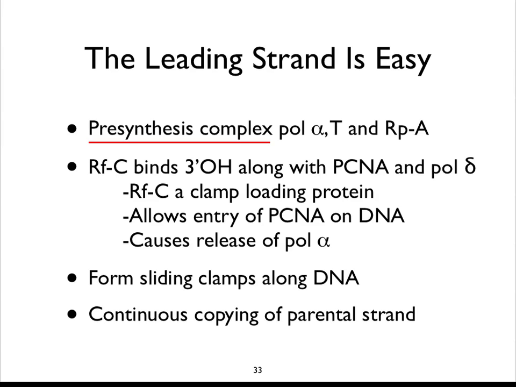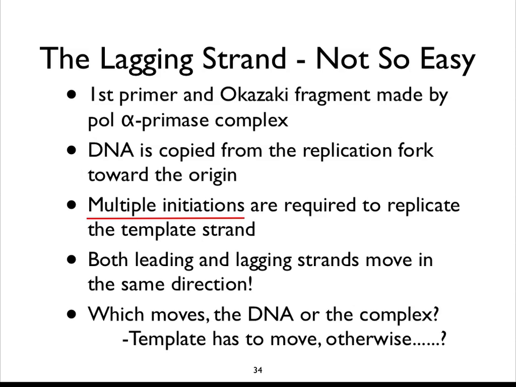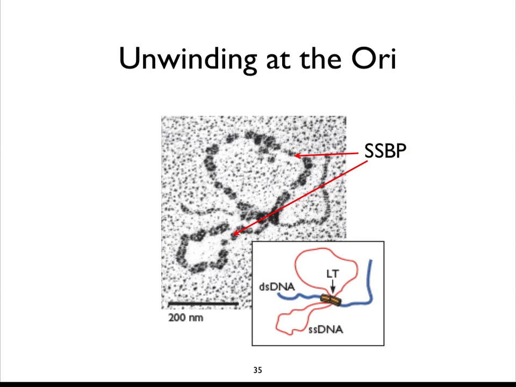RFC allows entry of PCNA onto DNA, and that causes release of pol alpha and entry of pol delta. And you get continuous copying of the parental strand. So it's just like a locomotive going down the track. There's nothing stopping it. The lagging strand is not so easy. Again, first you have your primer and your Okazaki fragment, and they're made by the pol alpha primase complex. DNA is copied from the replication fork towards the origin. You have multiple initiations because you can't make it continuously. Both strands move in the same direction, and it's the template that moves. The template has to move, otherwise those molecules would never untangle themselves.